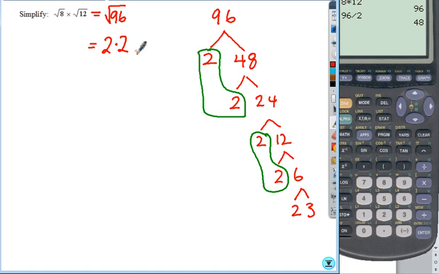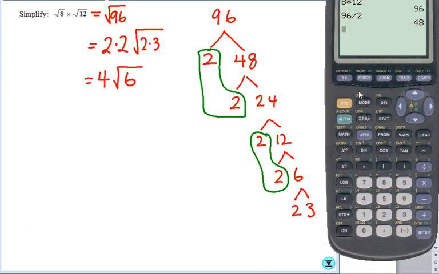These are not a pair. So that stays underneath the radical sign. So that means that I have 2 times 2 is 4 outside of the radical sign, and 2 times 3 is 6, and that's inside the radical sign. That means that if I multiply square root of 8 times square root of 12, my answer in simplified radical form is 4 times the square root of 6.